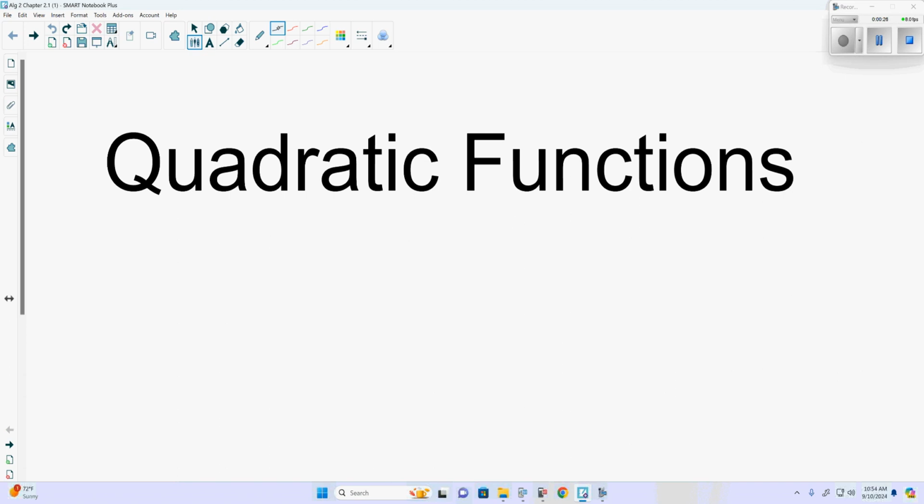So we're moving on to Chapter 2. Chapter 2 is going to be specifically revolving around quadratics. That's going to be the main topic of this chapter. So unlike the last few chapters where we've kind of jumped around and done a lot of different things, this chapter is mainly going to focus on quadratics.